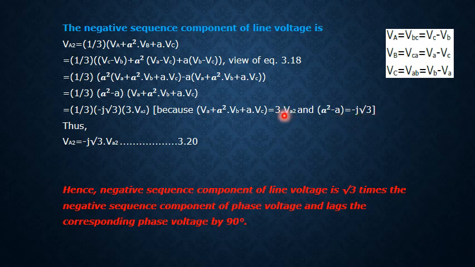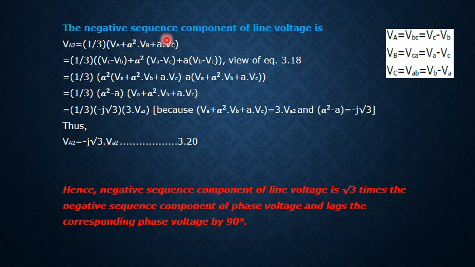Now substituting the respective values in this equation, the equation further reduces to 1 by 3. The value of A square minus A is nothing but minus J root 3, and the value for this is nothing but 3 into VA. So if you simplify it further, this 3 will get cancelled. So the line voltage in terms of phase voltage will be equal to minus J root 3 into VA.